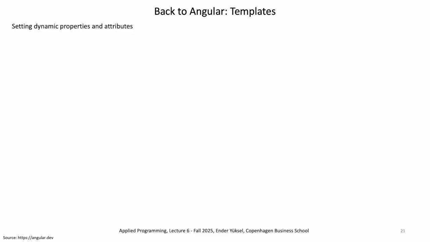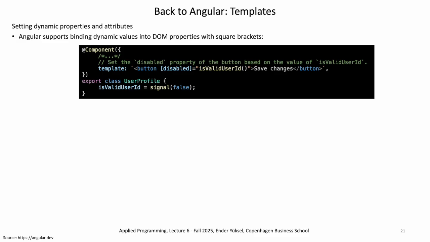Setting dynamic properties and attributes. Angular supports binding dynamic values into DOM properties with square brackets. Let's look at this code.